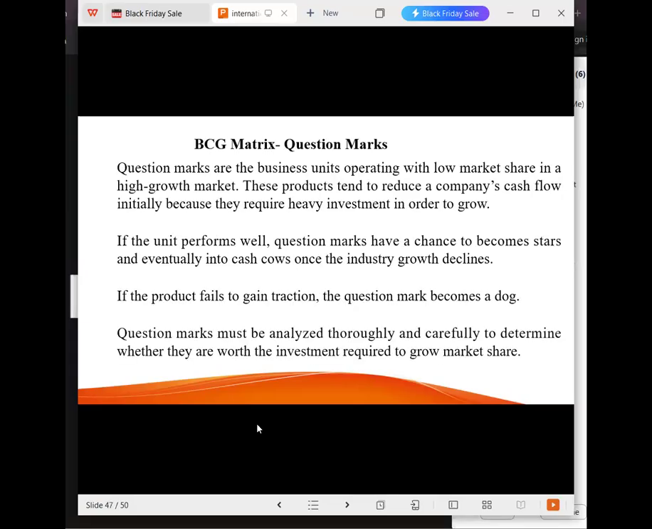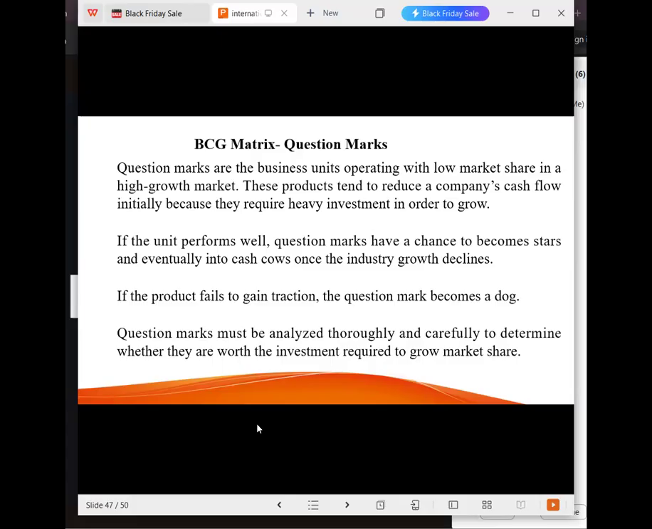The market share is very low. So you're saying that these products tend to reduce a company's cash flow initially because they require heavy investment to grow. So in this kind of situation, the market share is low, meaning that the company has not really penetrated, and there are a lot of competitors in that market, and the market growth rate is high.